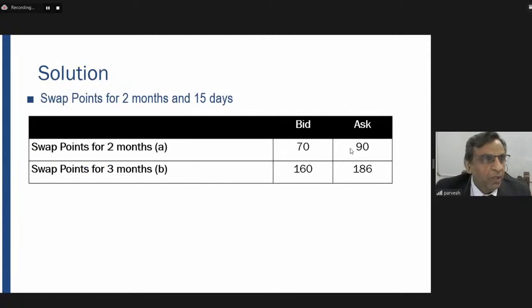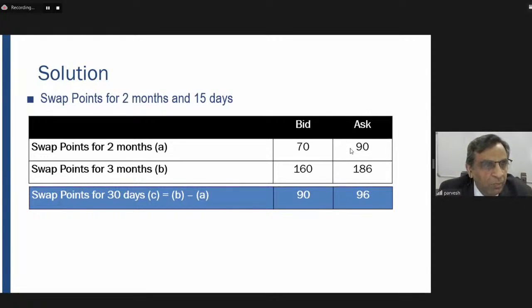If you see on your screen, I'll do it on the board if required, but let's understand on a screen first. Swap points for 2 months are 70 as the bid point and 90 as ask. Swap points for 3 months are also given, which is 160 and 186. So we are going to do a simple calculation, 160 minus 70, to get swap points for 30 days. For 60 and 90 days, it's already on the screen, so we calculate for 30 days by simply doing B minus A, which is 160 minus 70 and 186 minus 90.